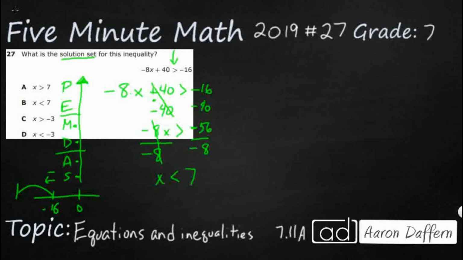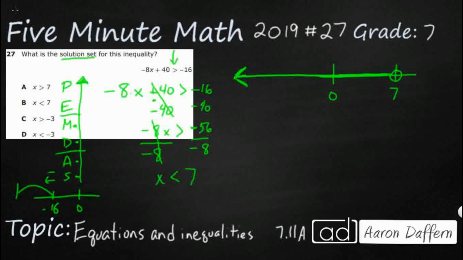So let's take a look at that right here. So here's my solution set. Here's 0. Here's 7. So it's going to be less than. So if I were to graph this, I'd put an open circle, right? And it goes all the way over here. So it goes over to the left. So anything less than 7.